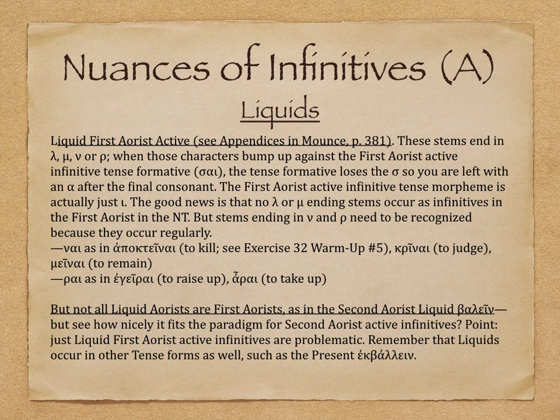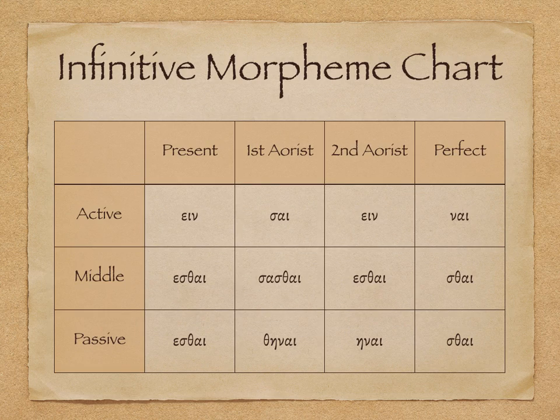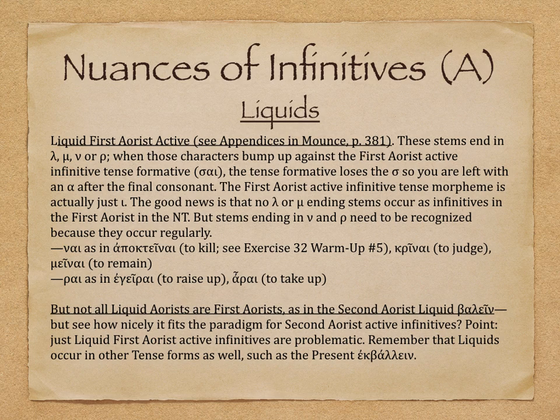an aorist stem. But not all liquid aorists are first aorists, as in the second aorist liquid ballane. But you can see how nicely it does fit into the second aorist active ending, epsilon iota nu. And how do we distinguish it from the present? Yes, that present is extended. You see the double lambda with the present, and the aorist just the single lambda.